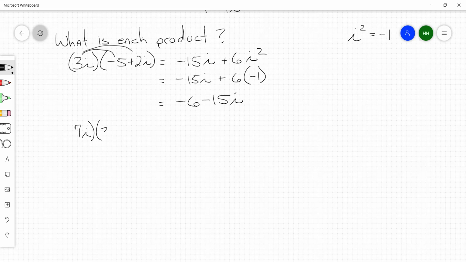7i times 3i. 7i times 3i is equal to 21i squared. And since i squared is equal to -1, we get 21 times -1, which is -21.